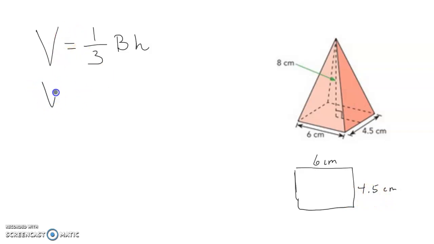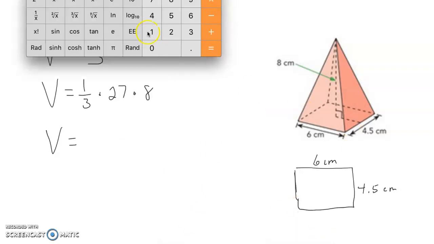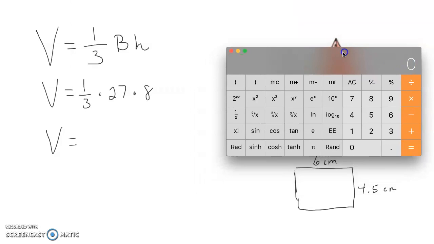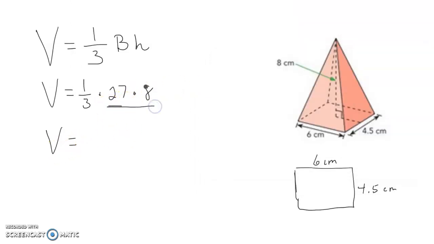So in other words, I come back here. Volume equals 1/3 times the area of the base, which we know is 27, times the height of the pyramid, which is 8. All right. For here, it doesn't matter how I do this. I'm just multiplying 3 different numbers: 1/3 times 27 times 8. What tends to be the easiest is to do the numbers first. So I like to do 27 times 8.